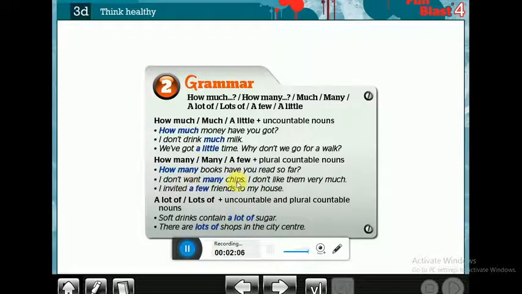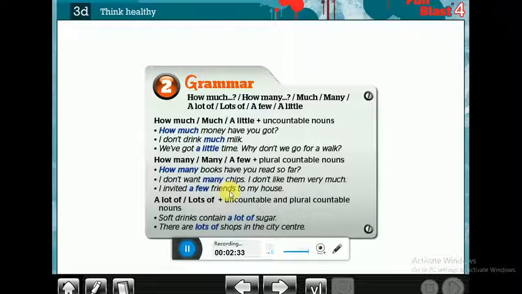Look here, chips. Chips is a countable noun, so I can say many. I don't want many chips. I don't like them very much. The third example, I invited a few friends. So a few is equal to a little, but little comes with the uncountable nouns, but a few comes with countable nouns only.